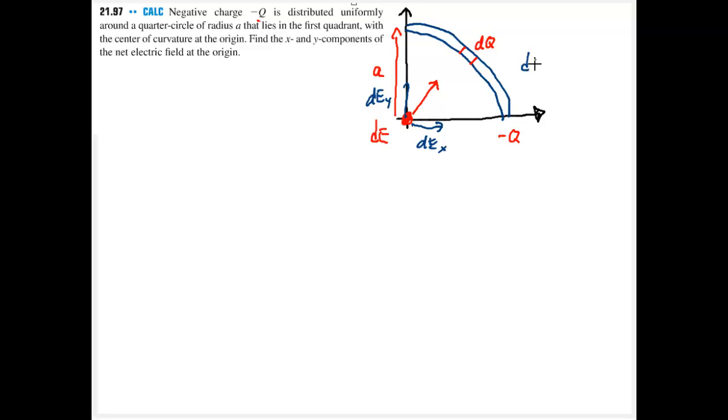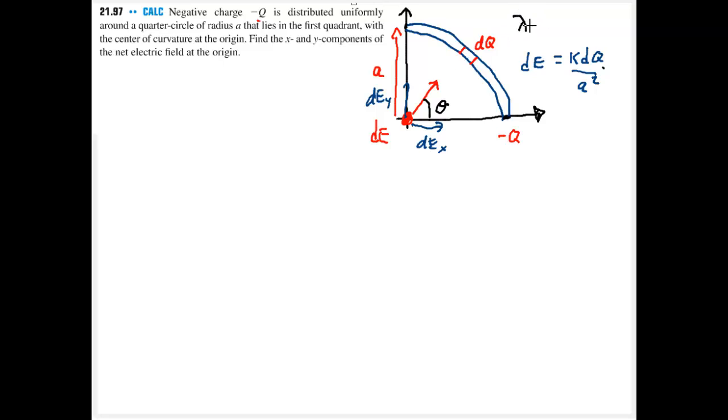And what we can really say is this little tiny dE is going to be equal to k multiplied by dq divided by the radius squared. The radius is just a, so it's going to be a squared. And what we want to do is essentially integrate this up to get the total electric field. Can also say that this is going to be at some angle theta, and it makes sense to get q in terms of theta, so that way I can integrate from 0 to pi over 2. How do we go about doing that?